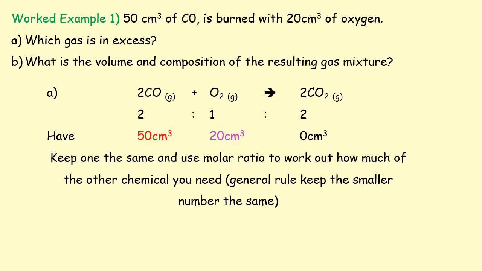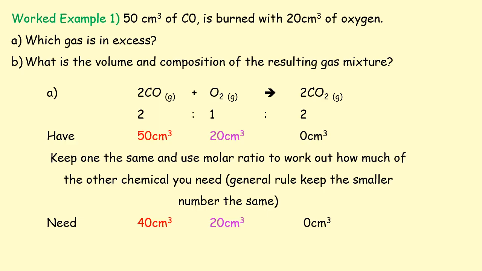To work out what we need, we keep one of the volumes the same and use the molar ratio to work out how much of the other chemical we would need. In general, whichever volume is the smallest, keep that one the same and work out how much of the other one you would need. So in this case, we're going to keep 20 centimeters cubed the same and work out how much carbon monoxide we would need. So we are saying that we need all of that 20 centimeters cubed of oxygen. It is in a 1:2 ratio with the carbon monoxide.